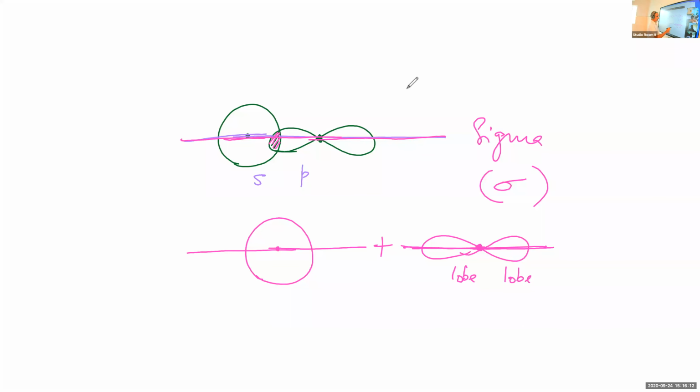So the sigma bond may be formed by coaxial overlapping of two s orbitals. Or it may be coaxial overlapping of two p orbitals. Or it may be coaxial overlapping of s and p orbitals. As it is shown now. The s orbital is the circle and the other one is the... Not the circle. That is not the circle.